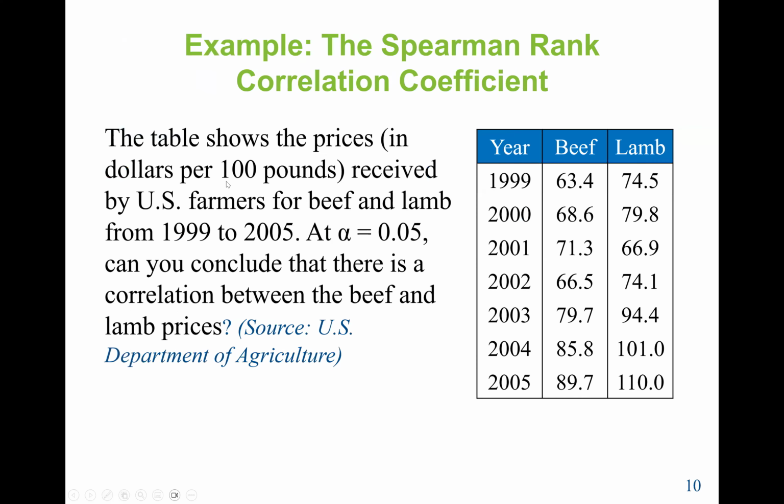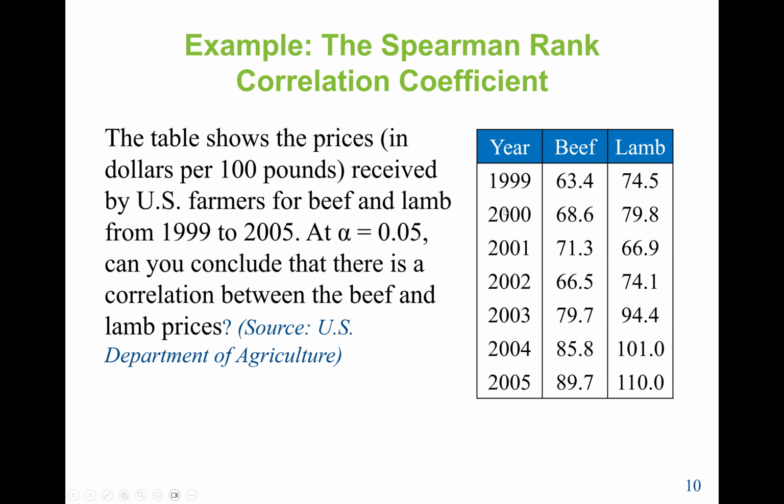Now, let's see the example here. Hopefully this example will make everything clear. In this example, the table shows the prices in dollars per 100 pounds received by US farmers for beef and also lamb from 1999 to 2005. So we have the years here, 1999 to 2005. The price of beef and lamb is given for each year. Now, our goal is to find out if there's a correlation between the beef and the lamb price.